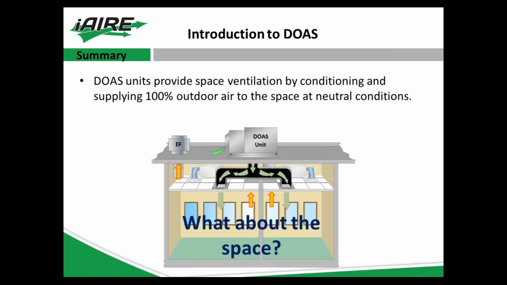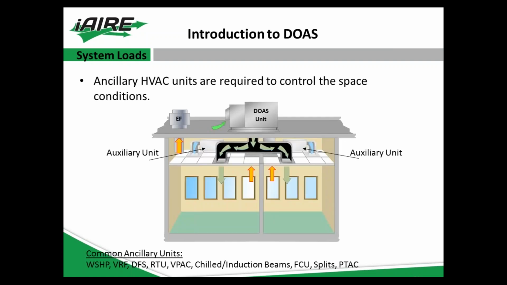And that's what I'm about to jump into here. So generally you'll have in each zone, say this is a DOAS system that's feeding multiple classrooms in a school, well, each classroom of that school is going to need its own auxiliary unit. And there are a lot of different types of auxiliary units that are generally matched with DOAS systems. So you'll see them listed there at the bottom.